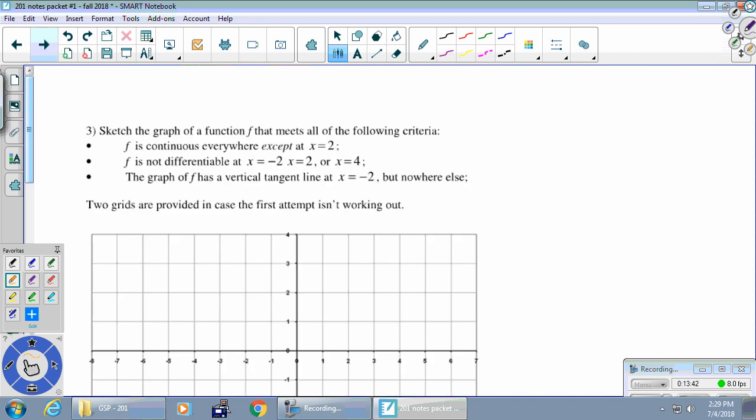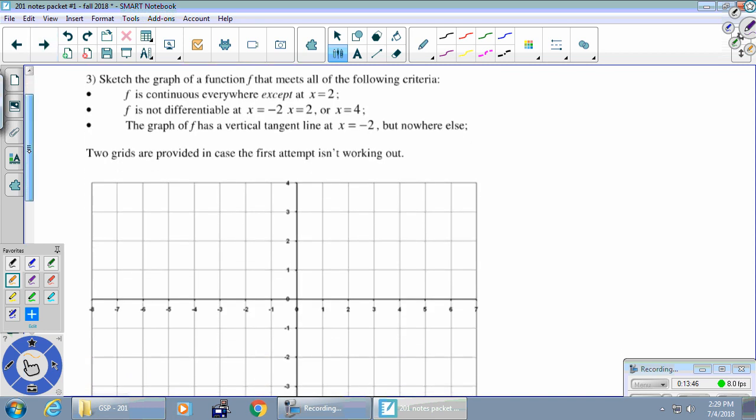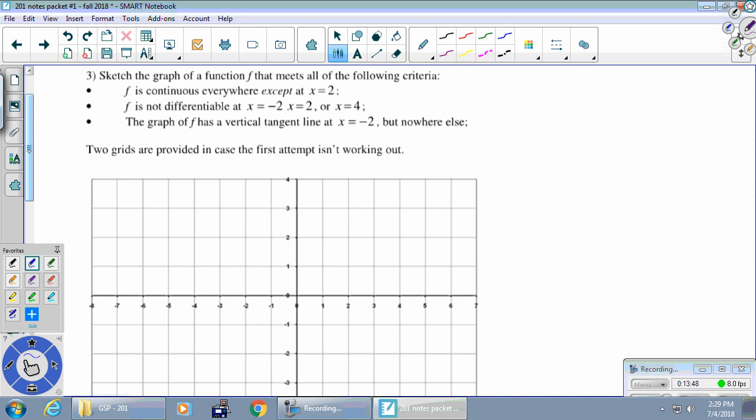Okay, next page. Sketch the graph of a function that meets all of the following criteria. Erasers were designed for problems like this. Let's give it a shot. We need something that's continuous everywhere except at x equals 2. I don't know what to do with that just yet. Not differentiable at those 3 x values. Don't know what to do with that either. The graph of f has a vertical tangent line at x equals -2, but nowhere else. All right, that I can do something with.